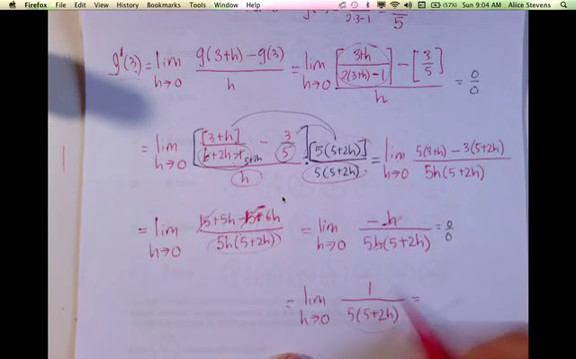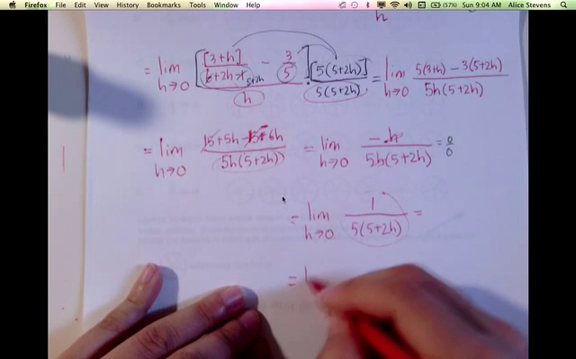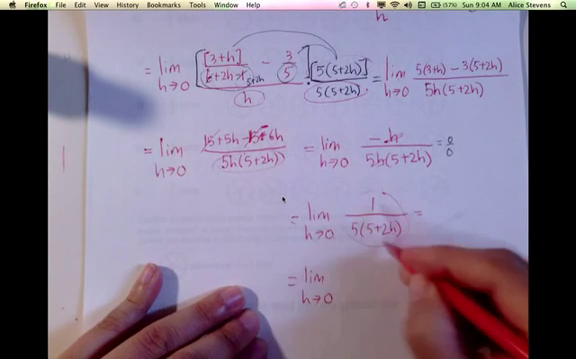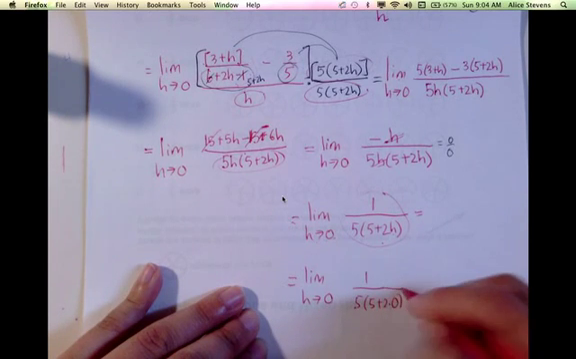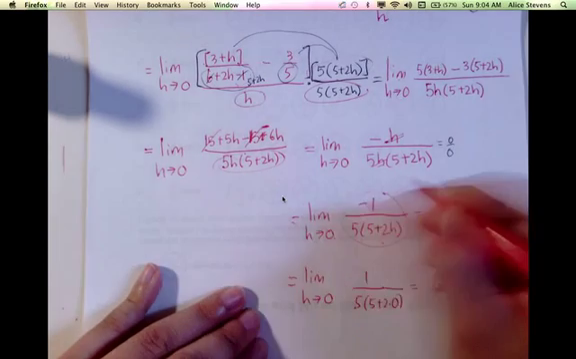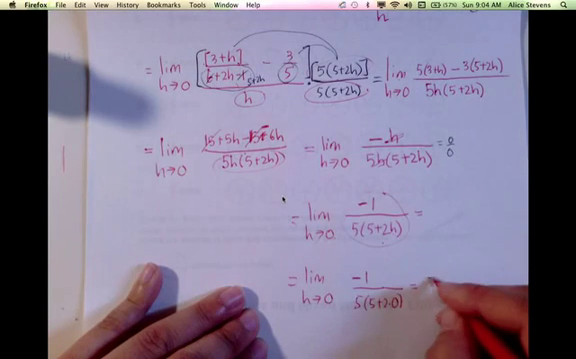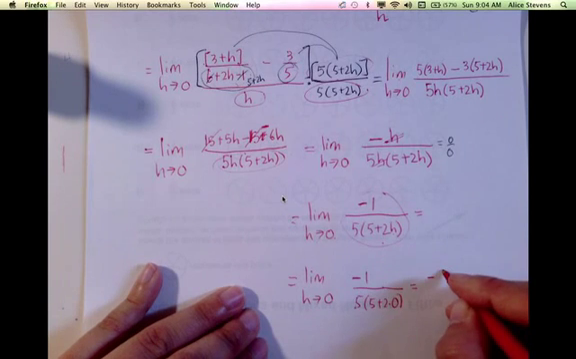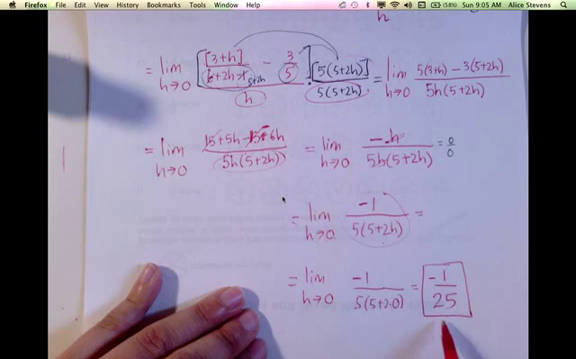Now, this is a rational function. If I use direct substitution, I have that the limit is equal to, sorry, this should be a negative 1. The limit is negative 1 over 25. So this is the slope of the tangent line when x is equal to 3.